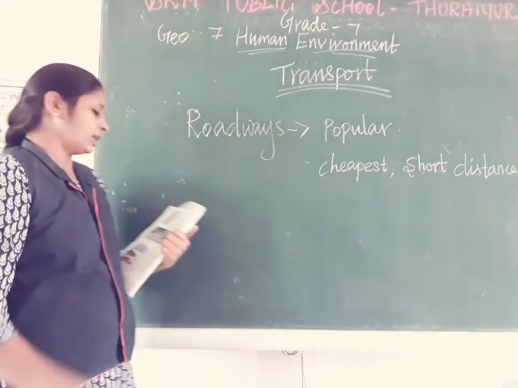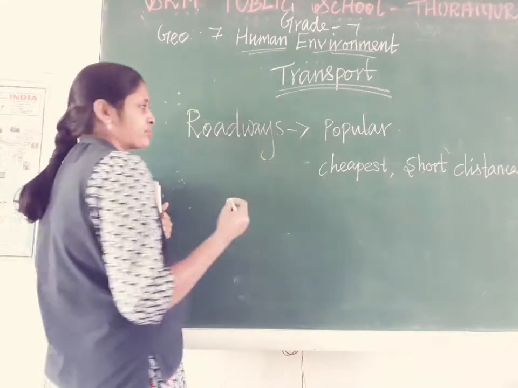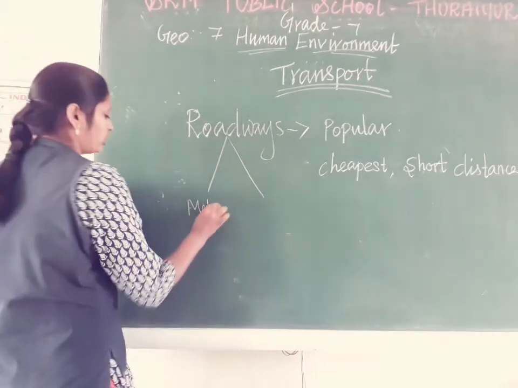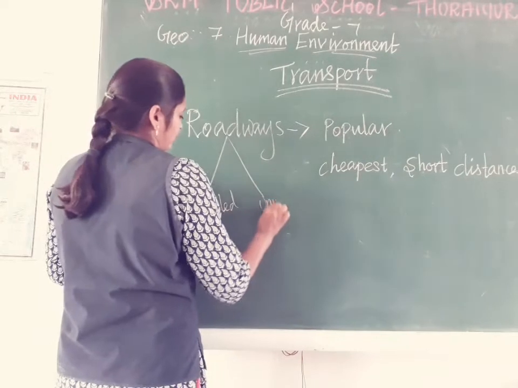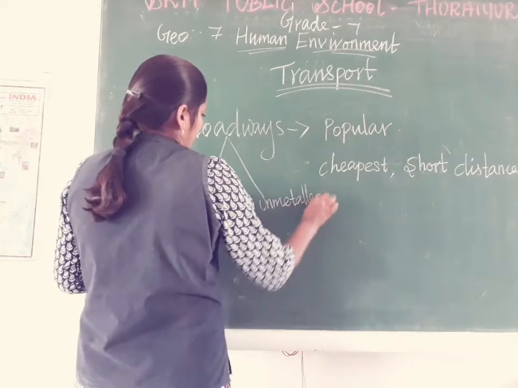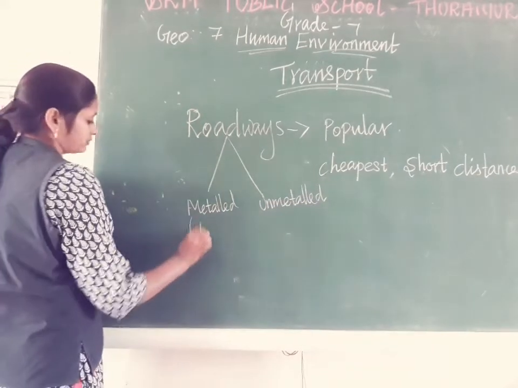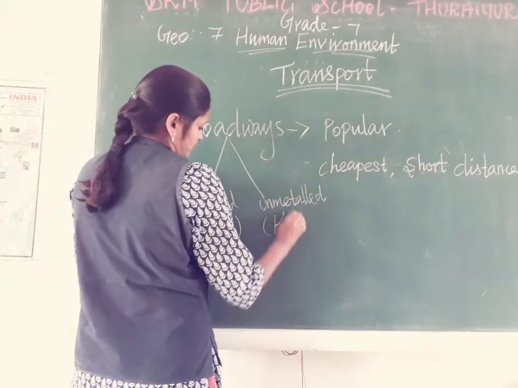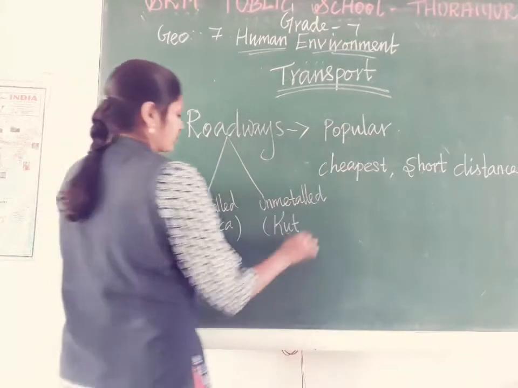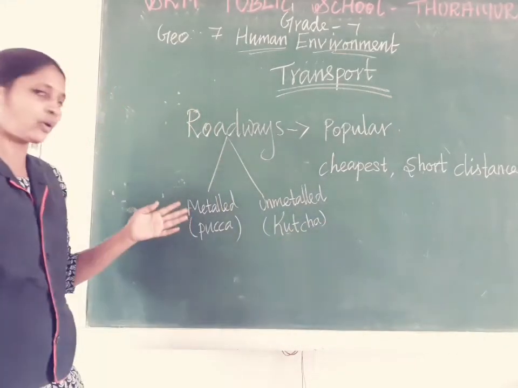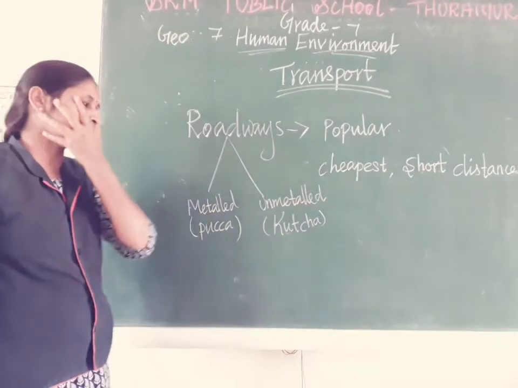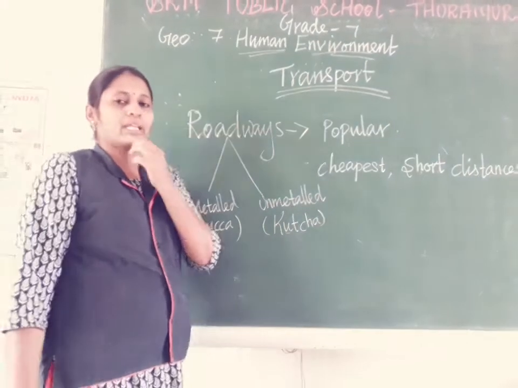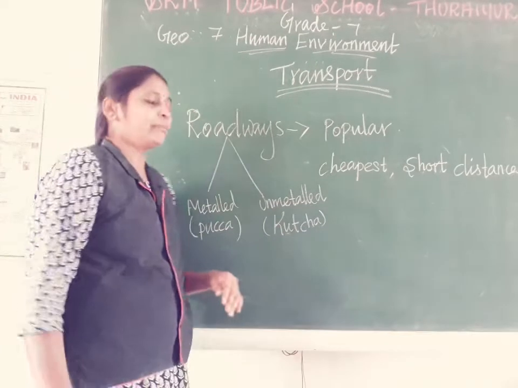In roadway, we have two different types of road. One is metal road, another is unmetal road. The metal road is also called pucca, and the unmetal road is called kutcha. To understand it easily, metal road means the tar road that we have nowadays. Unmetal road means, in village areas, some roads made of mud alone. That road is called unmetal road.